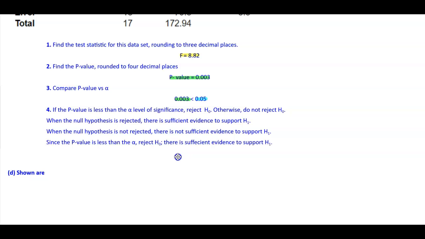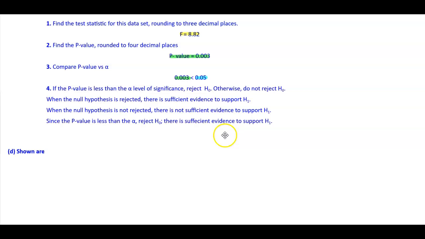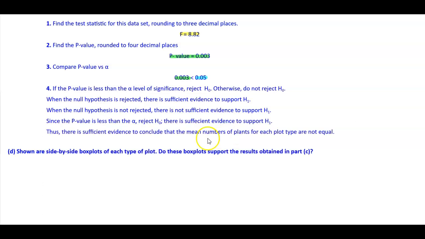In this case, since the p-value is less than the significance level, we're going to reject the null. Therefore, there is sufficient evidence to support the alternative hypothesis. Thus, there is sufficient evidence to conclude that the mean numbers of plants for each plot type are not equal.